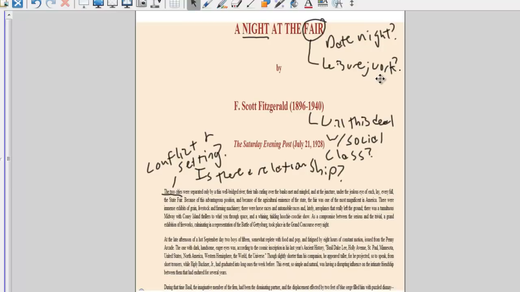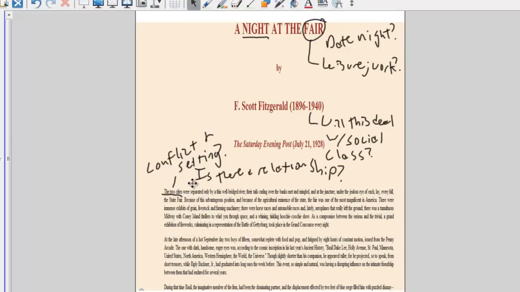We tend to bring our own personal experiences to bear in the way we read text. Is it a date night? Is it a night out? Someone trying to impress somebody else? Boy, girl? F. Scott Fitzgerald, I've read plenty of him. Will this deal with social class? Is that going to be a major theme? So often it is with him.